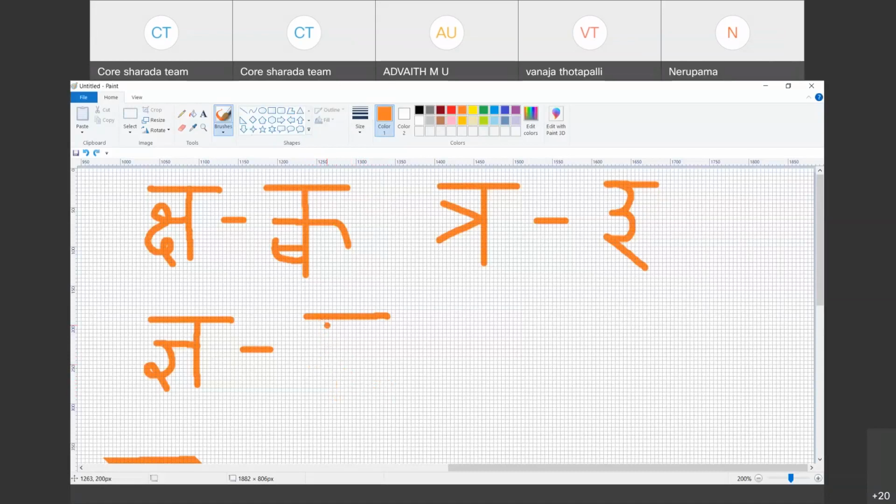And in Sharda, it's a combination of these two letters. This is gya. Okay. So with this, we have covered all the letters. The Varnamala is complete with this, along with the Sanyukta Akshar.